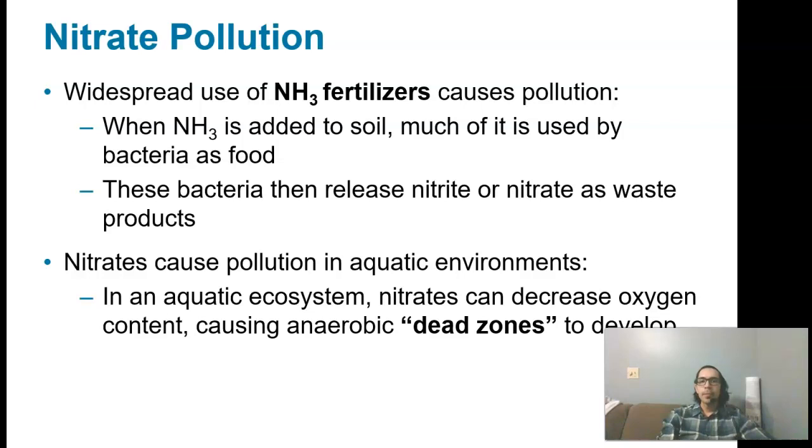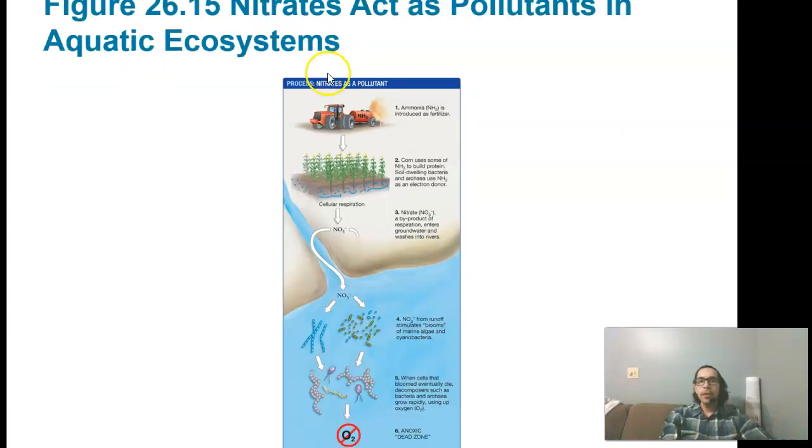Here we have the farmers spraying or adding the ammonia to the crops. In this case, it's corn. The corn does use the ammonia to build proteins and grow. The soil-dwelling bacteria use the ammonia. And what you get as a byproduct is nitrates. The nitrates are the ones that go into the soil and then end up in the streams, in some kind of water source. They end up in the stream and then they go into the ocean.